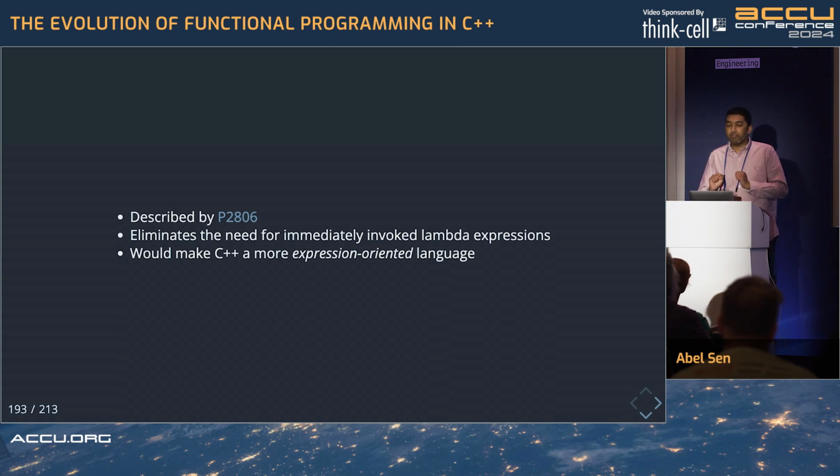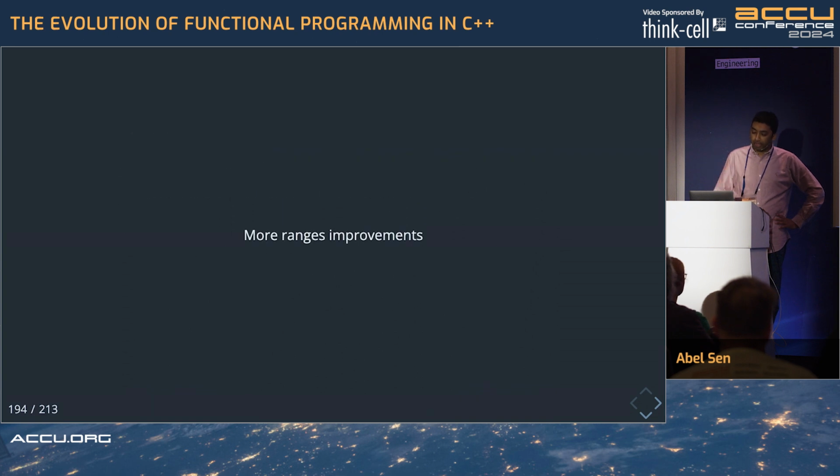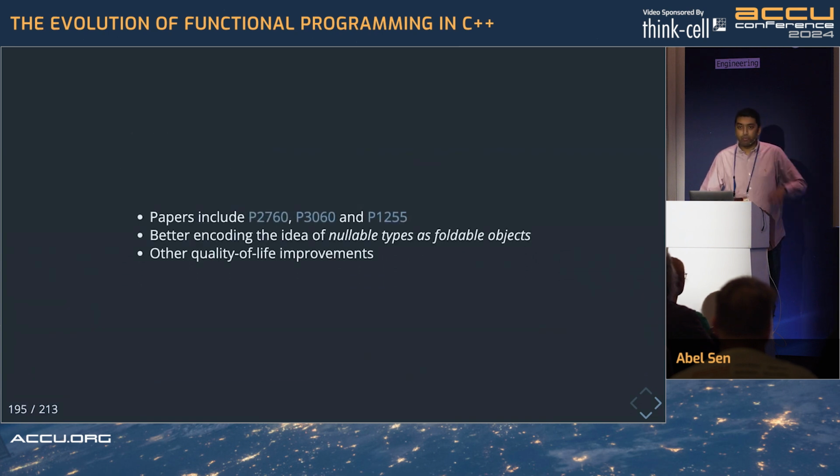But the more concrete benefit, I feel, is that it would turn C++ into a more value-oriented language in the style of Rust or Haskell. And then finally, another thing I expect to see is ranges improvements. A few papers describe this. One thing I would like to see in the language is the ability to fold over nullable types that contain 0 or at most 1 value and be able to iterate over them just as I would be able to iterate over a maybe type in Haskell.